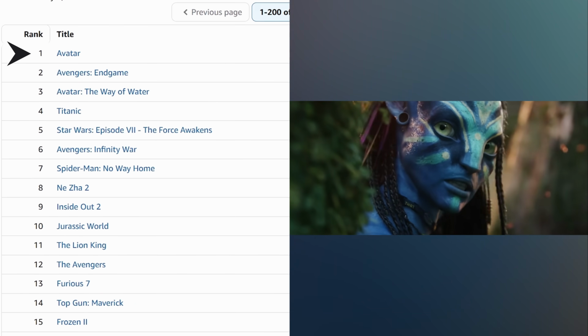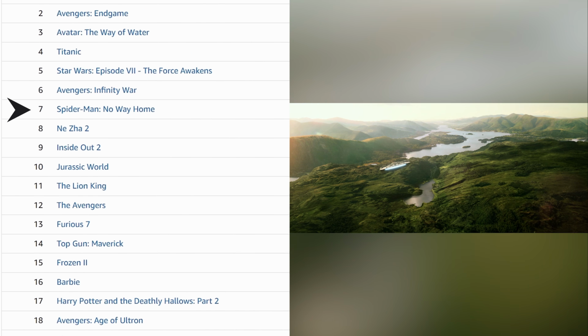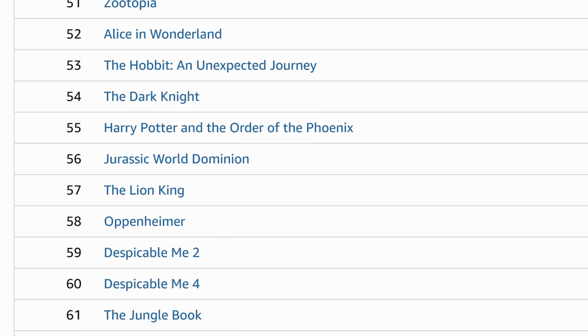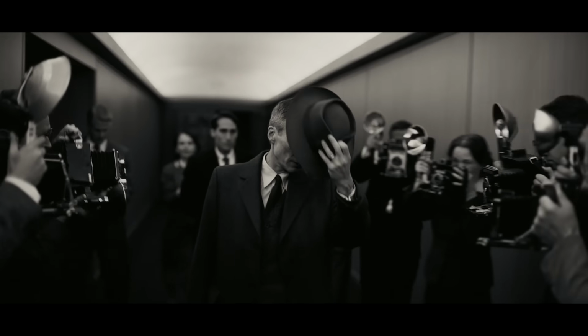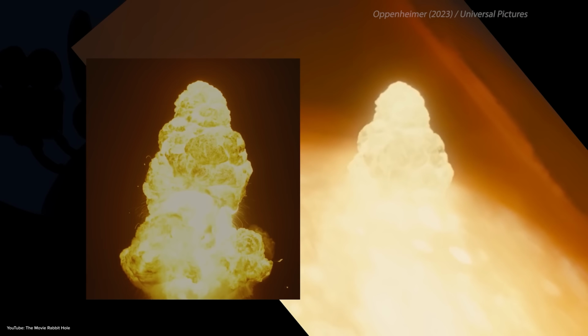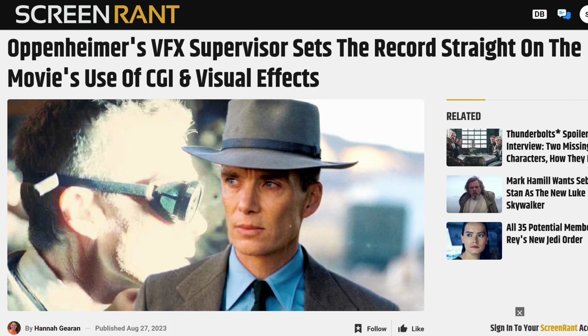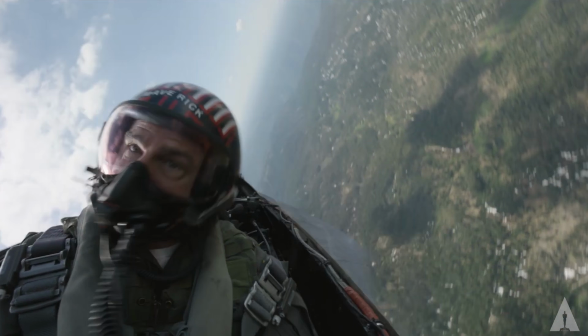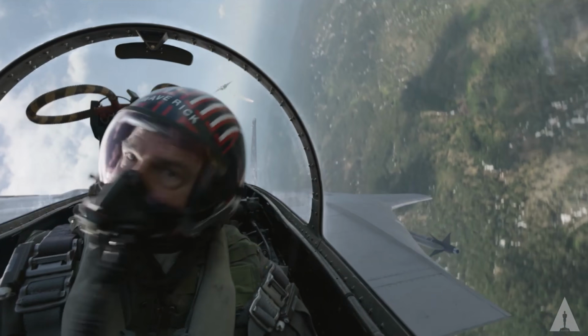And also, looking at the 10 highest grossing films of all time, all of them rely heavily on VFX. You actually have to go all the way down to the 58th highest grossing film, Oppenheimer, for a movie that isn't heavily reliant on visual effects, but that movie still uses a lot of digital compositing, even though most people think otherwise. This has become a trend lately, not wanting to admit VFX was used in movies, but rather brag about how many practical effects were used.